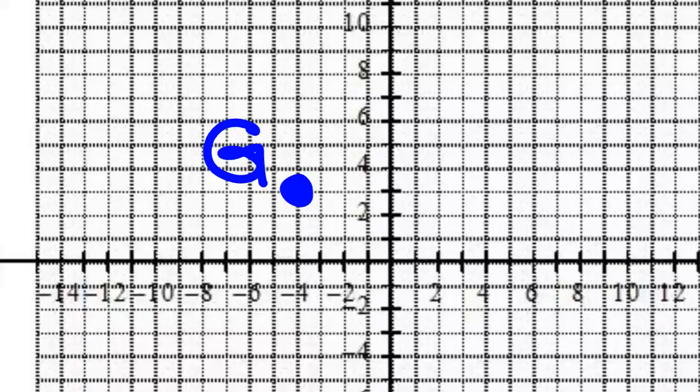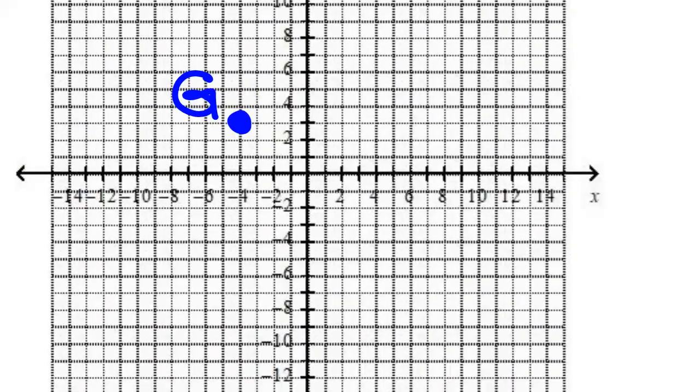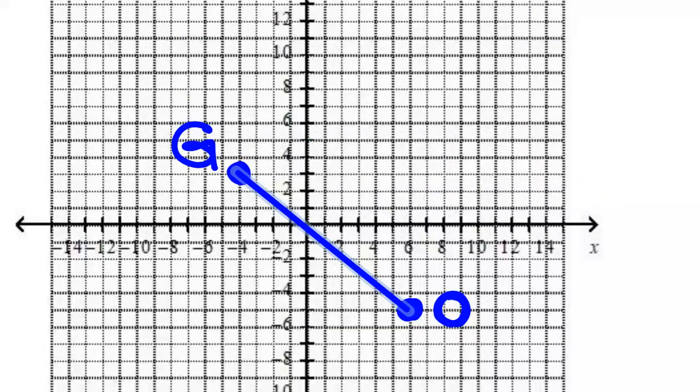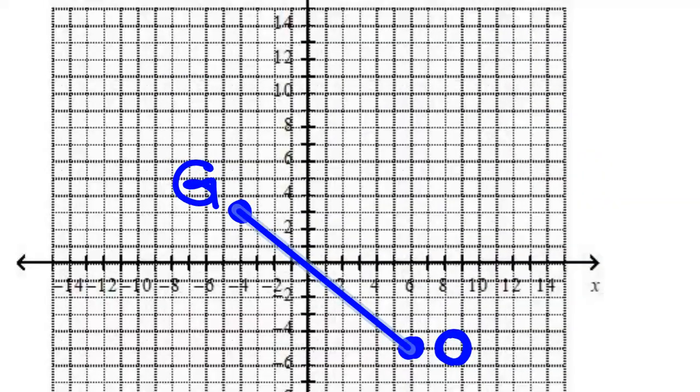And then O is at 6, -5. From the origin, we go right 6 and down 5. So right here is point O. And then you grab a straight edge and you connect those two dots. That is the first thing that they asked you to do right here. The dash over top of GO means that you have to connect them. If you don't connect them, it is points off because you didn't do what it asked.